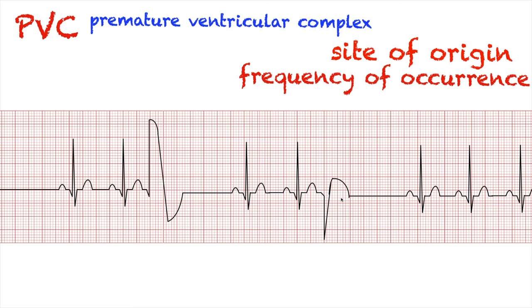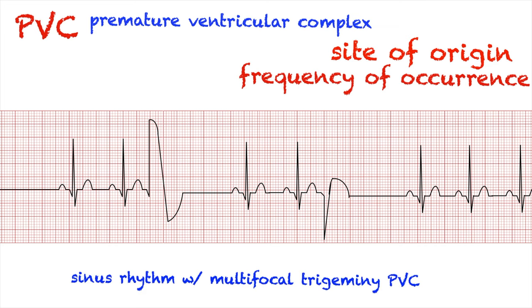1, 2, 3. So it's every third beat. We have to remember that when we are naming our PVCs, we also take into consideration the underlying rhythm. So what is this rhythm? This is what you call a sinus rhythm with multifocal trigeminy PVC. Multifocal because there are QRS complexes with different sizes and shape, and trigeminy because it's happening every third beat.